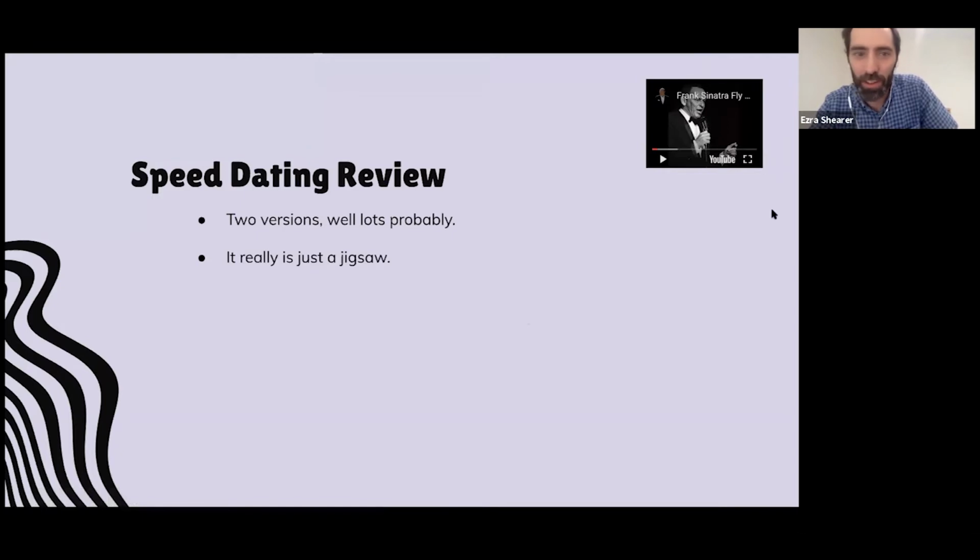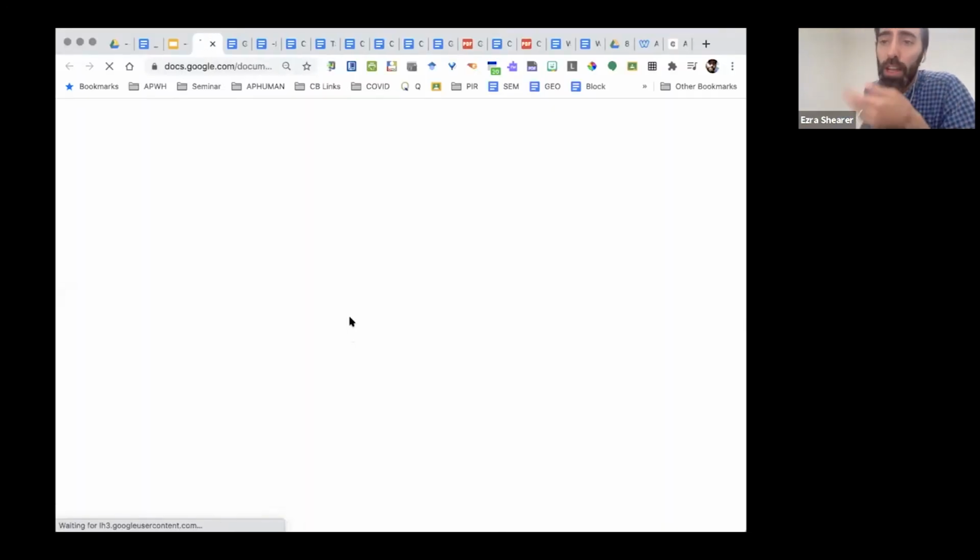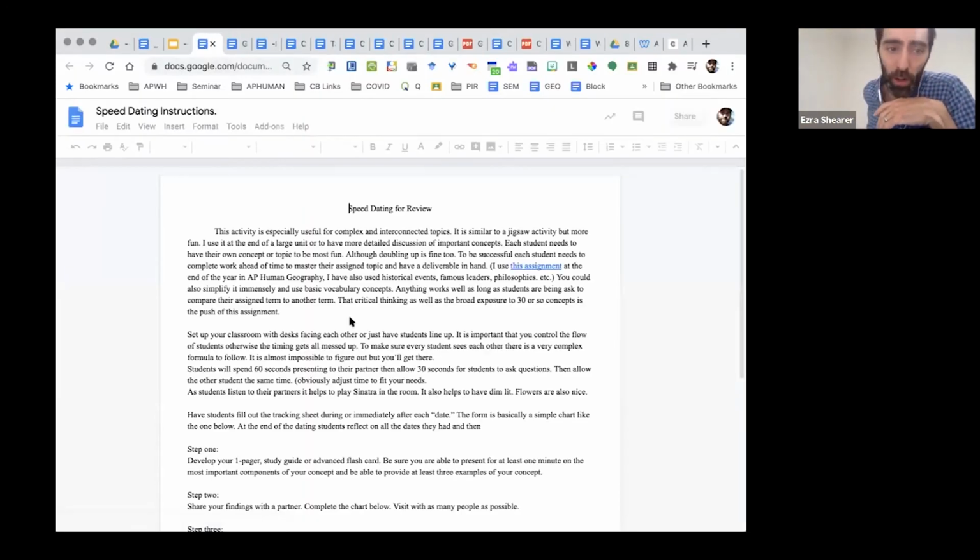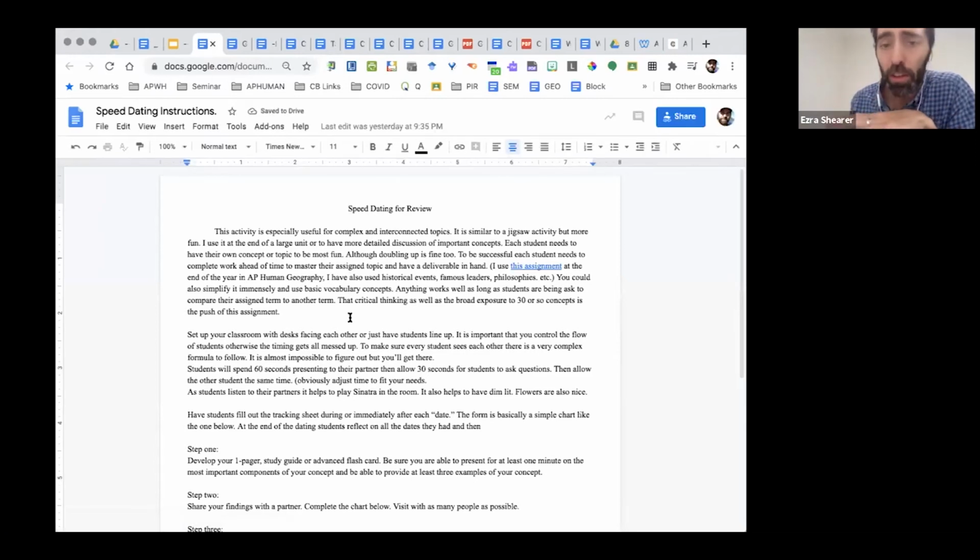There's lots of versions out there. It's really just a big jigsaw. So this requires some background work. Students are going to come in and master one concept or one vocab term, and then the other students are going to do the same thing. So everybody's going to have their own one term. You could have students double up if you want, depending on the size of your class or how many terms you're responsible for. Most of the time I use this at the end of a really big unit, but you could use it at any point in time if you would like.